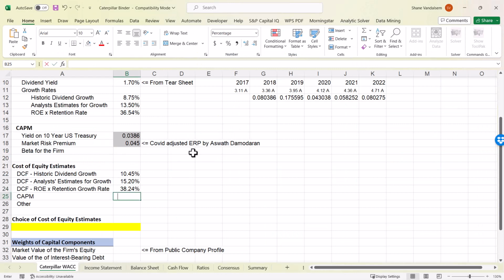So here I'm going to put in equals the yield on the 10-year U.S. Treasury, 3.86%, plus the beta of 1.12 multiplied by the market risk premium for the firm. Or 8.9%. And I'll go ahead and put the beta in here and use it in my calculation.